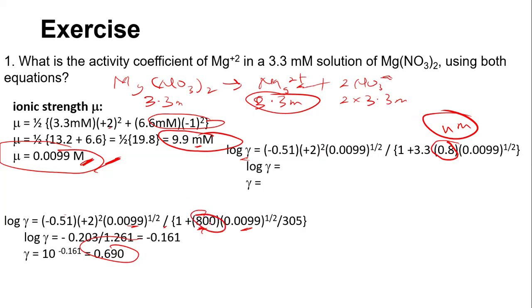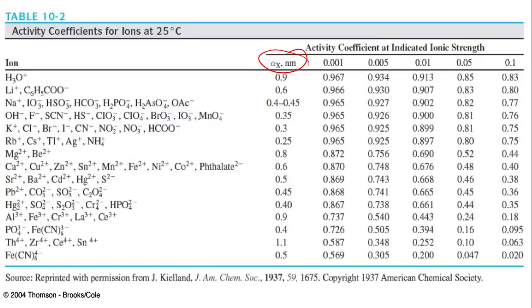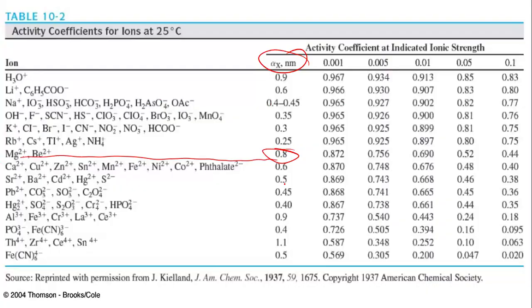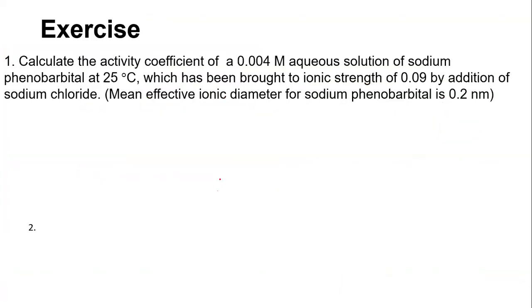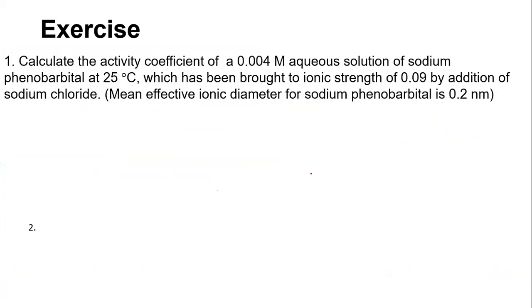If you are wondering where we got the 800 from, because it was not in the question, the 800 was gotten from this graph. So we have magnesium. Magnesium is here. In nanometers it is 0.8. If you are looking at this table, magnesium is here, and in picometers it is 800. So that is where we got the value from. But in exam questions, they will give us the value to work with. And the truth is, if you use both equations, you are supposed to get the same answer.